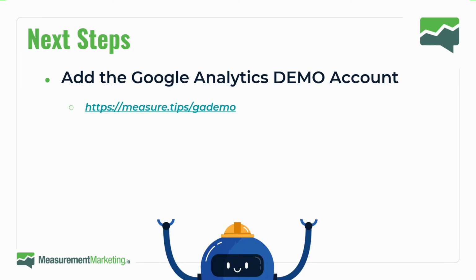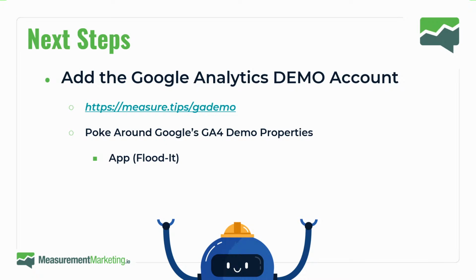So measure.tips/GA demo will take you directly to that. Click that access account. It'll automatically load it up for you. So poke around that, play around with that. Remember, there is the app version, which is the Flood-It. I would still do that so you can see kind of what games reports are. And then the traditional web version, which is what we are going to be teaching for the remainder of this. We don't focus on apps here. It's all web-based measurement. So that's what we're going to be focusing on. But you have the traditional web store that you will want to play around with.